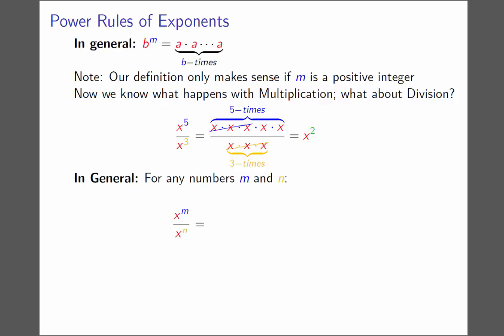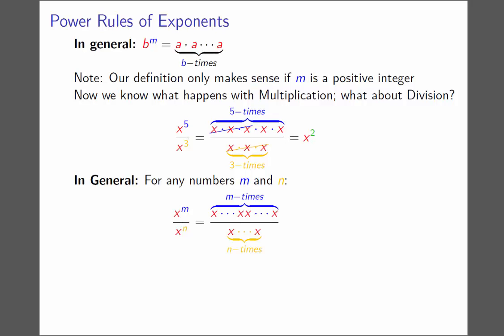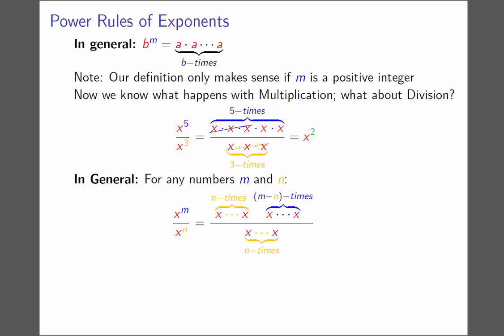And in general, for any numbers m and n, x to the m divided by x to the n can be written out as x times x times x times x, m times, divided by x multiplied by itself n times. And the first n x's up top will cancel with the last n x's down bottom, leaving us with just m minus n x's in the top. So we get that x to the m divided by x to the n is x to the m minus n.